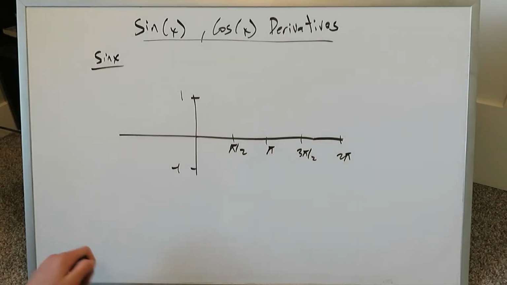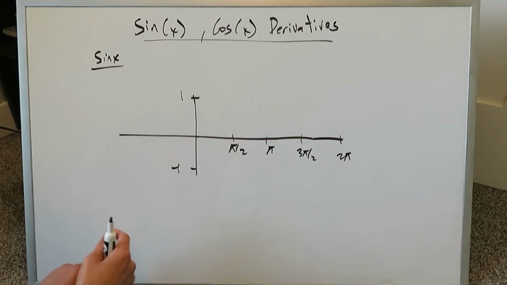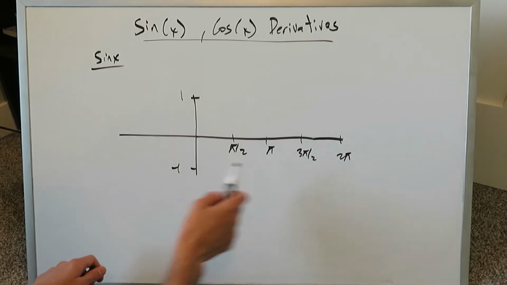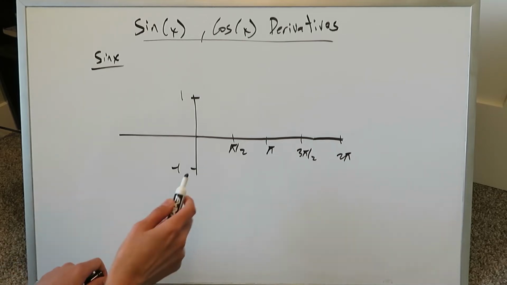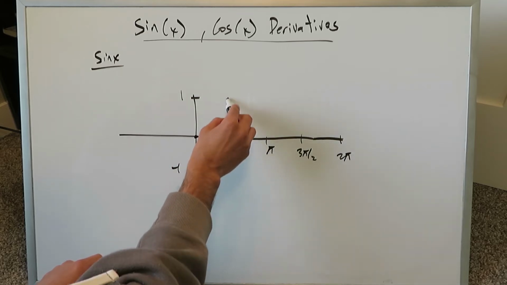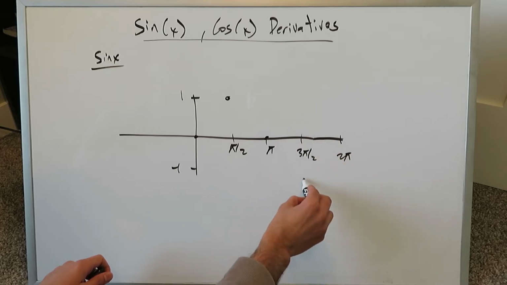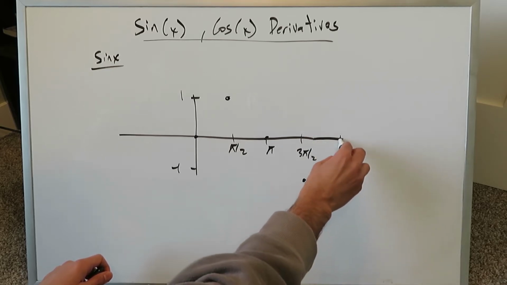Think about the sine x and plot all the landmarks. We'll look at a limited domain here from 0 to 2 pi because it's an infinite domain curve. You only need to look at a limited domain and you can extrapolate the derivative from that. Sine of 0 is always equal to 0. Sine of pi over 2 is equal to 1. Sine of pi is 0. Sine of 3 pi over 2 is minus 1. Sine of 2 pi is 0.